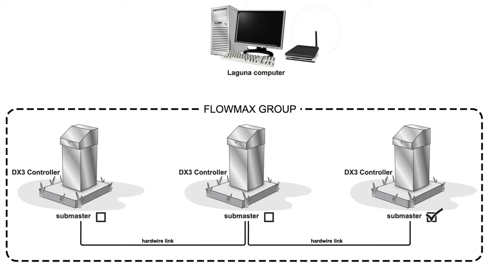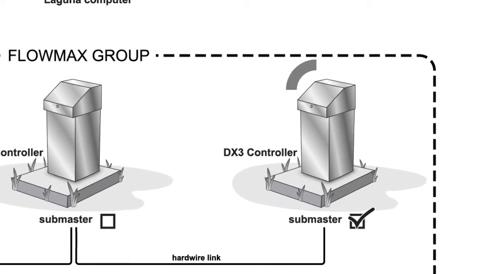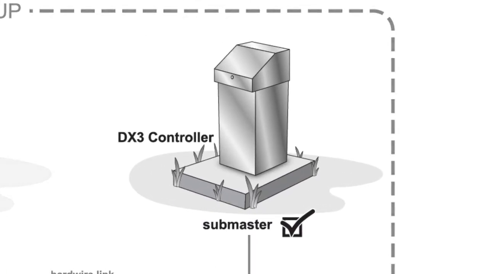Satellites can be hardwired to submasters to create communication or FlowMax groups, which allows the satellite to communicate with the central computer via the submaster. For today, however, we will focus on setting up a submaster.